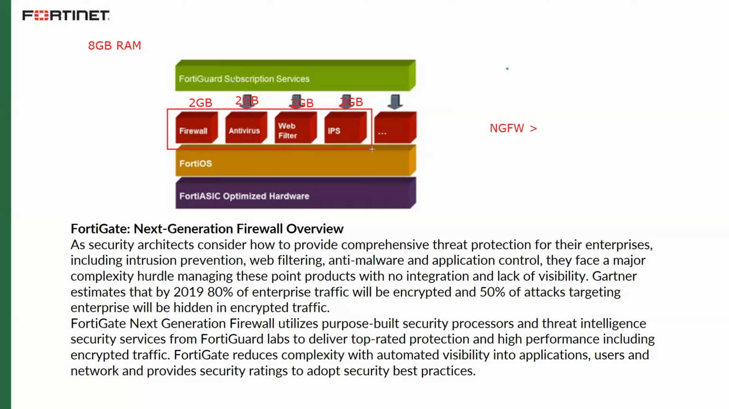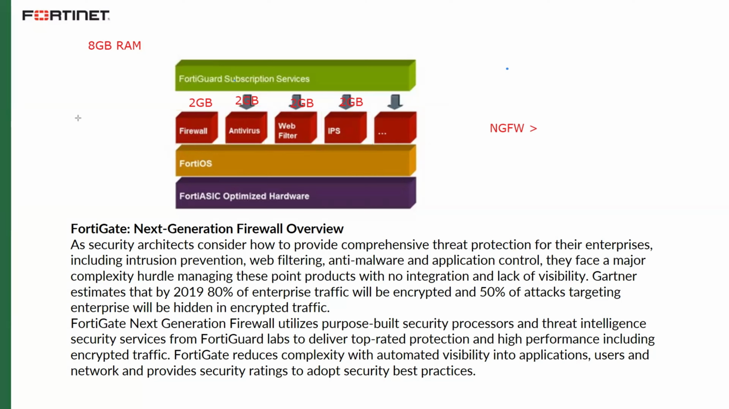Let me correct myself. We haven't allocated. The company itself has allocated. They have predefined it. We haven't defined it, and we can't edit it or change it manually. Not possible. So let's say the company has already allocated 2 GB RAM for firewall, 2 GB RAM for antivirus, 2 GB RAM for web filter, 2 GB RAM for IPS. Like this, they have pre-allocated RAM for each module.